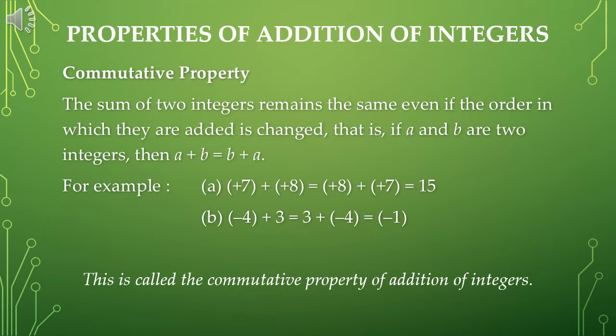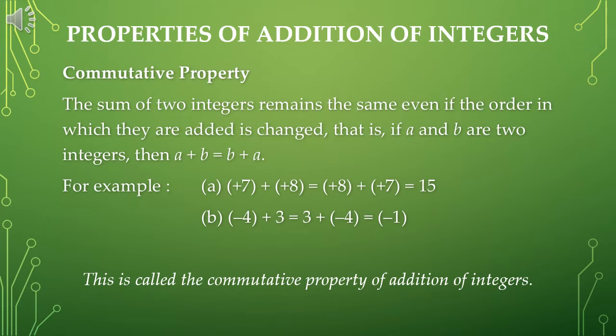For example, let us consider the first example. If we have plus 7 plus 8, then plus 7 plus 8 is equal to 15, and if we change the order of the two integers, then plus 8 plus 7 will also be equal to 15. So it doesn't matter whether we write a plus b or b plus a. This property is known as the commutative property.